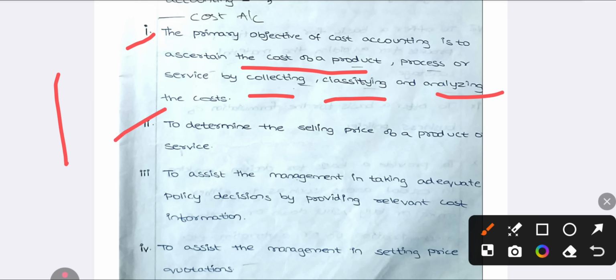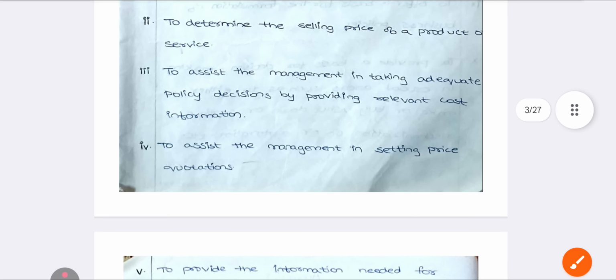And the second one is to determine the selling price. When you are able to know your expenses, then you will fix the selling price. For example, to make this PDF, I have got 100 rupees of expenses. So how much will I sell it for? More than 100, like 150, 120, like that. So to know your selling price, cost is important, cost accounting is important.